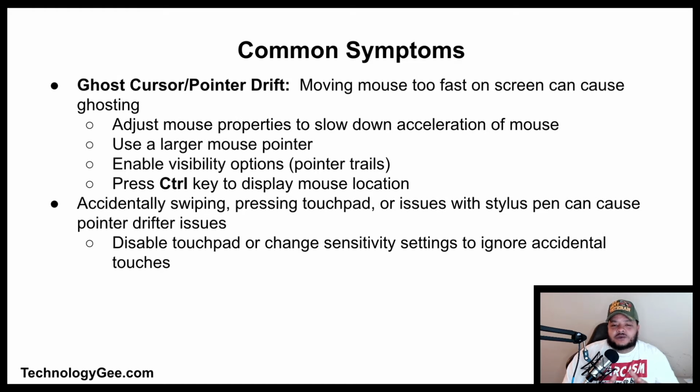What if you have a ghost cursor or pointer drift? Moving the mouse too fast on the screen can cause what is called a ghost cursor. To fix this issue, you will want to adjust the mouse properties to slow down the acceleration of the mouse. You will want to use a larger mouse pointer. You want to enable visibility options such as pointer trails. And then you will want to press the Control key to display the actual mouse's location.